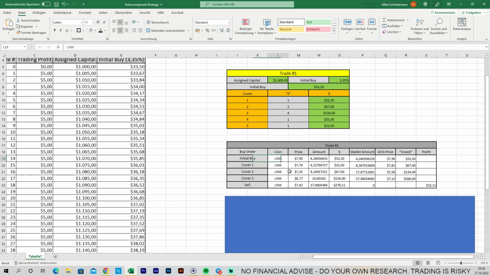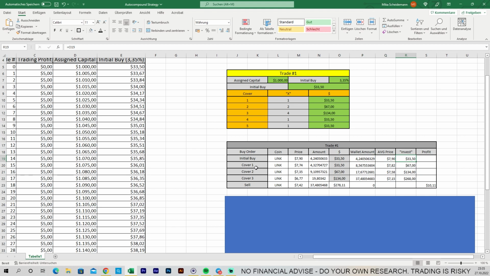Okay, we have an initial buy of Chainlink where the coin price was $7.90 and we buy it for $33.50. So this right here is the amount we buy it for, $33.50, at the price of $7.90. We get 4.24 Chainlink coins. So in our wallet we have 4.24 coins with an average price of $7.90 and an investment of $33.50.